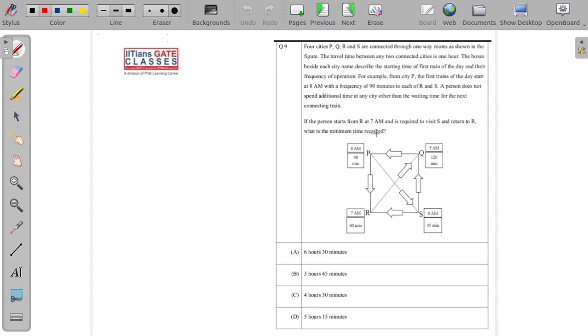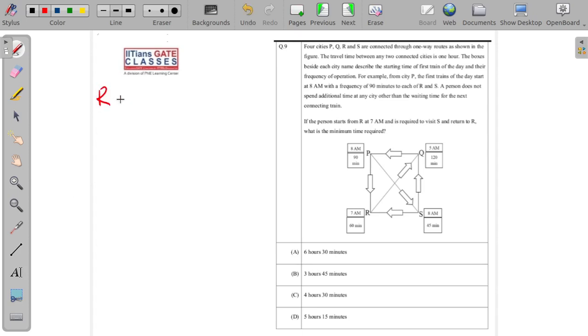So if a person starts from R at 7 a.m. and is required to visit S and return to R, what is the minimum required time? So a certain pathway is given and a route is also given. We start from R, destination is S, and then back to R. We have to take the shortest path. So let's find all the possible paths first.